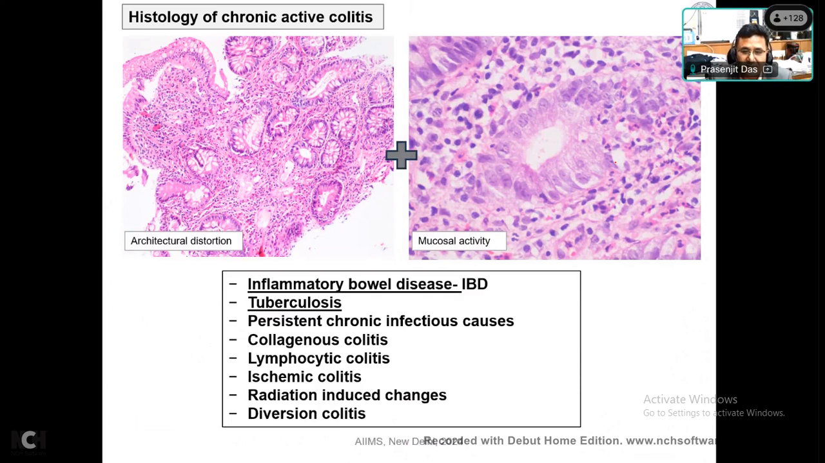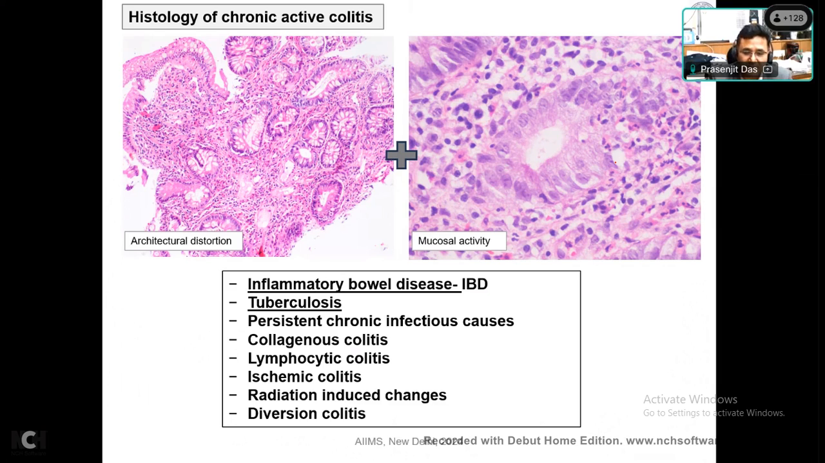Very important, you have to remember. And if you are staying in India or Southeast Asia, you have to remember tuberculosis. So you should not forget, whenever you are seeing any chronic active ileitis or colitis, you should remember these two differential diagnoses, IBD and tuberculosis.